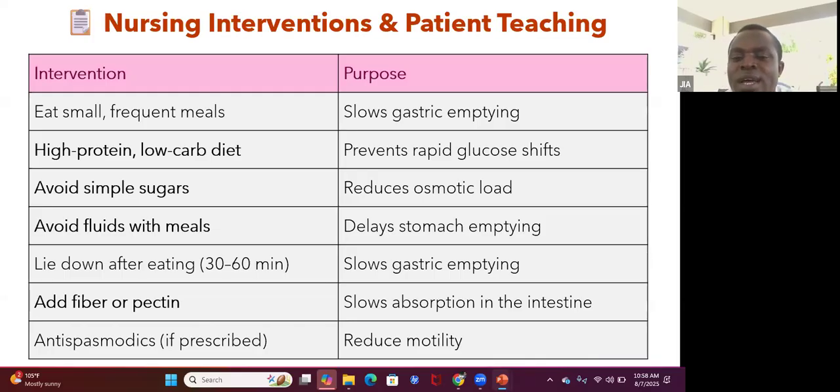And so when you see a question, let's say about someone with dumping syndrome, the person is having anemia and the rest. Where do you think the anemia is coming from? It's coming because of deficiency of what? The intrinsic factor that the stomach should have produced, which is vitamin B12.